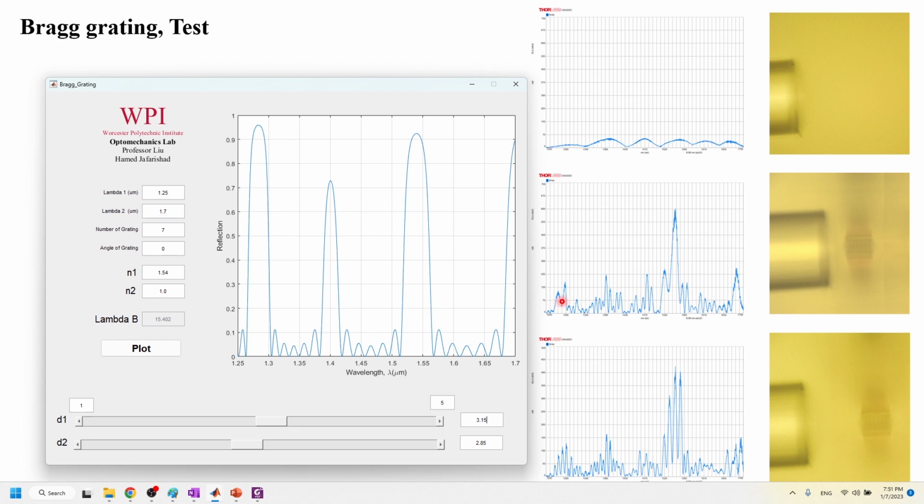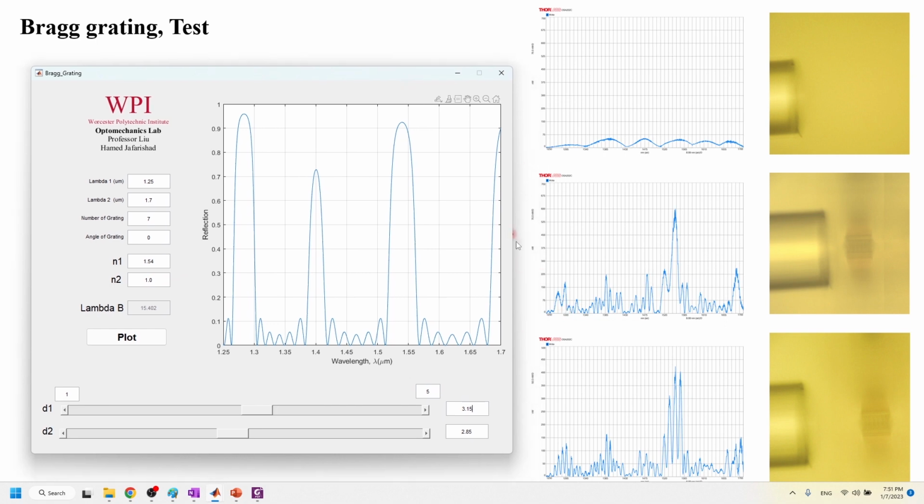But the reason this one is not very strong is that from the beginning the light source that we were sending toward the fiber wasn't strong, so we don't see a very strong reflection. And here we can see there is a good match between the design and the tested Bragg grating that was fabricated with the Nanoscribe.